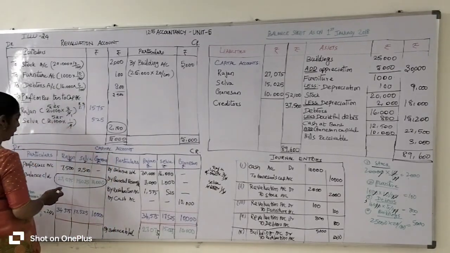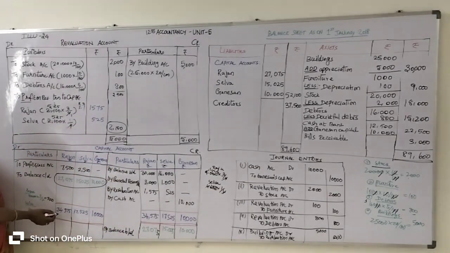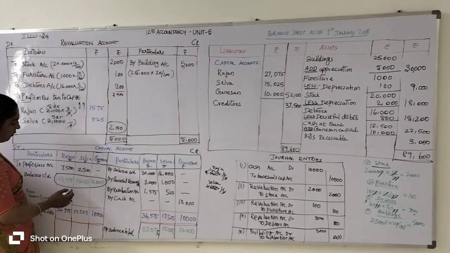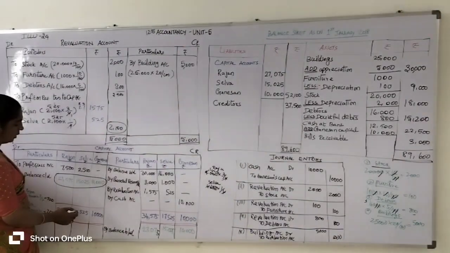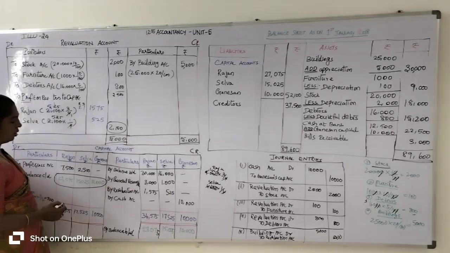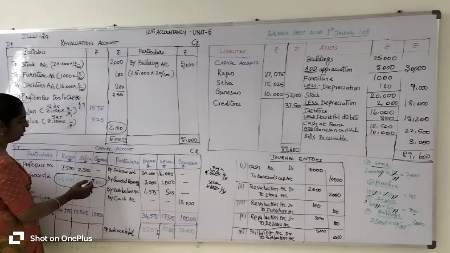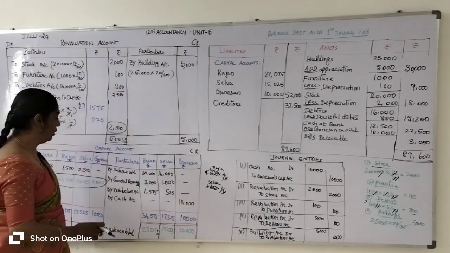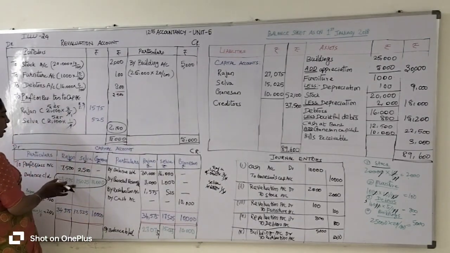Okay. So we have to subtract the total value: 34,575 minus 7,500, you will get 27,075. Then 17,525 minus 2,500 you will get 15,025. Then 10,000, there is no value, so 10,000 rupees entered here. Okay. So the closing balance value we find out.